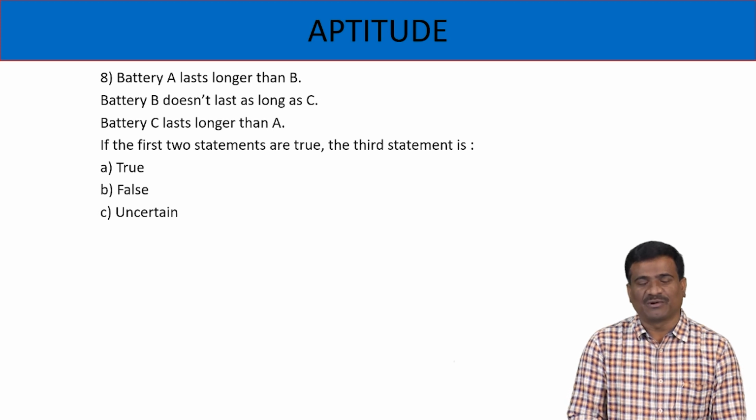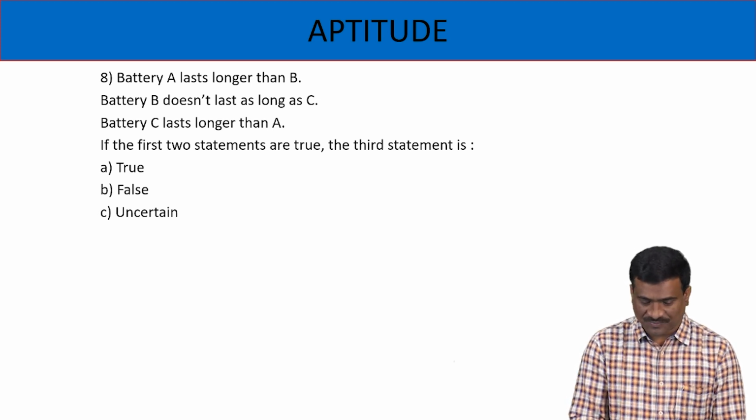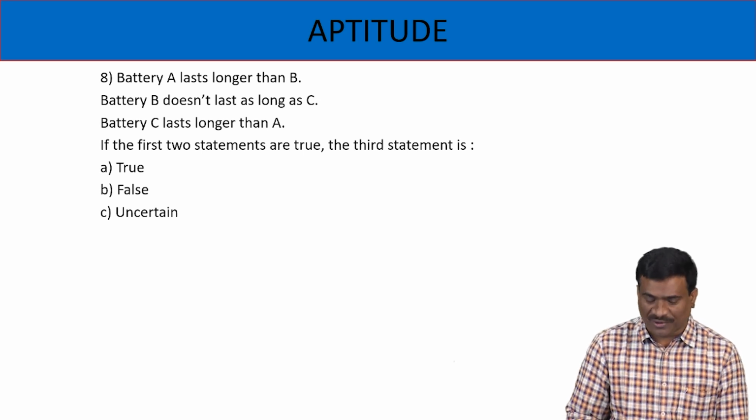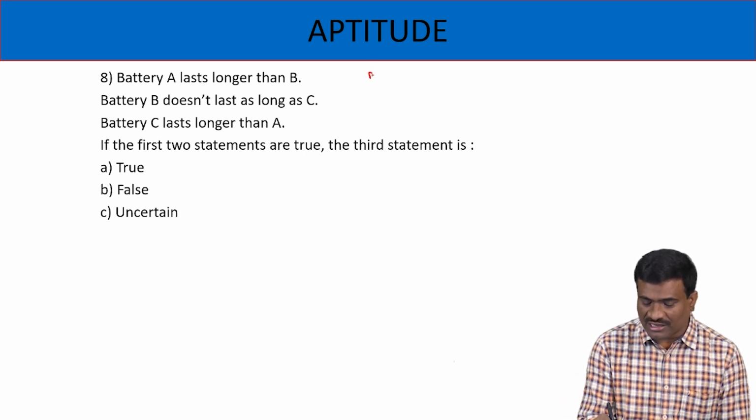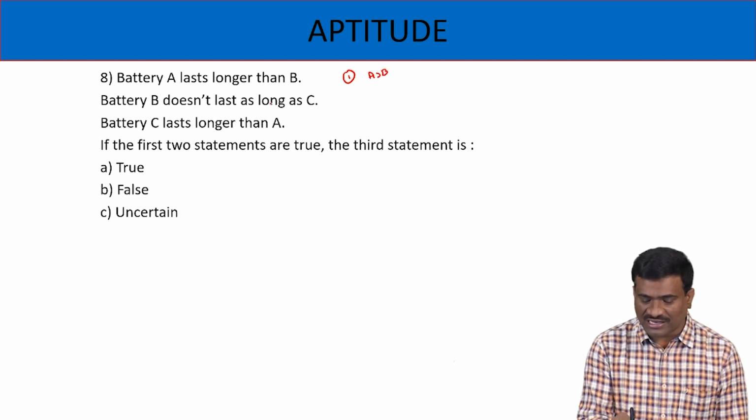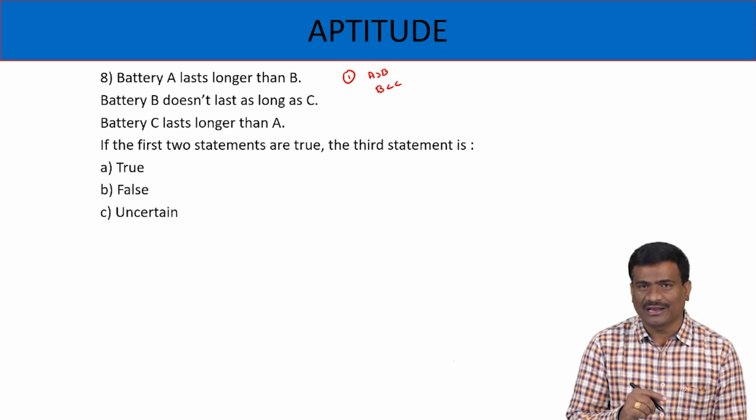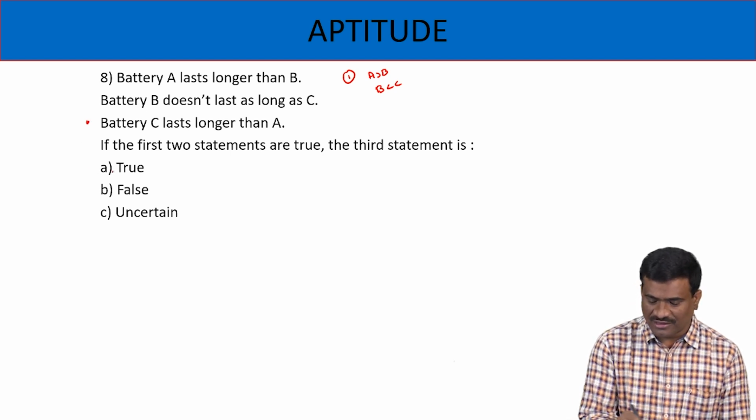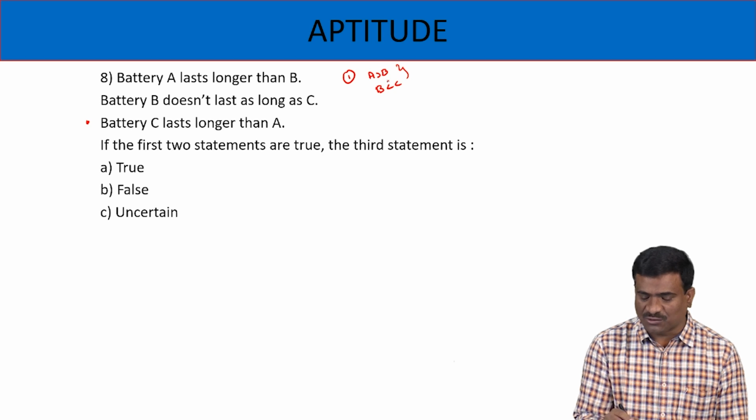Next, 8th example, again a reasoning concept. Here the first one: Battery A lasts longer than B. Longer is nothing but the greater than operator. Shorter is nothing but the less than operator. Here the first one, A greater than B, is the first equation. Second, B does not last as long as C, that is B less than C. A greater than B; second, B less than C. This is called the conclusion. But here the conclusion of the first two statements is A greater than B less than C.